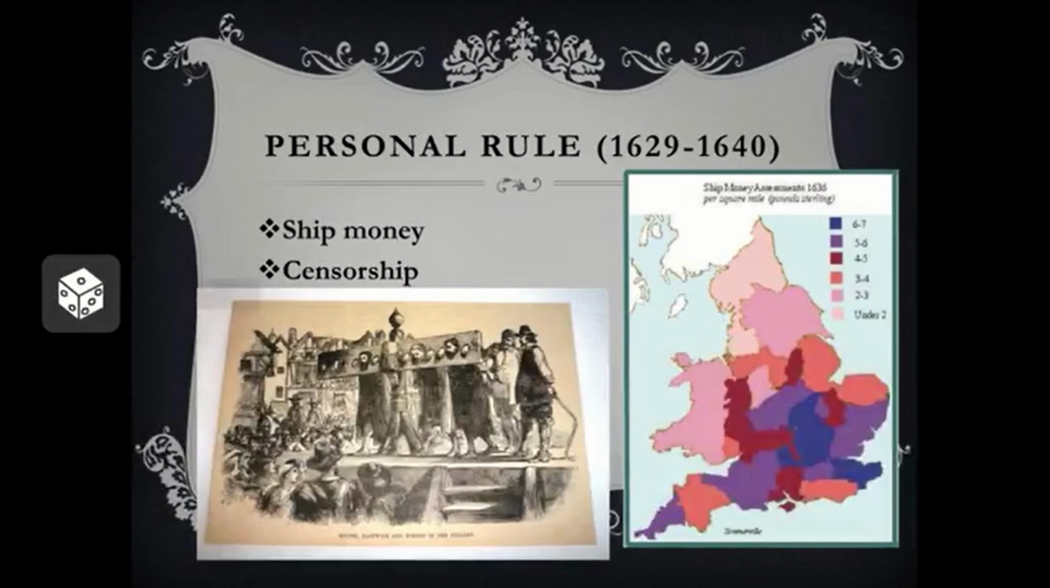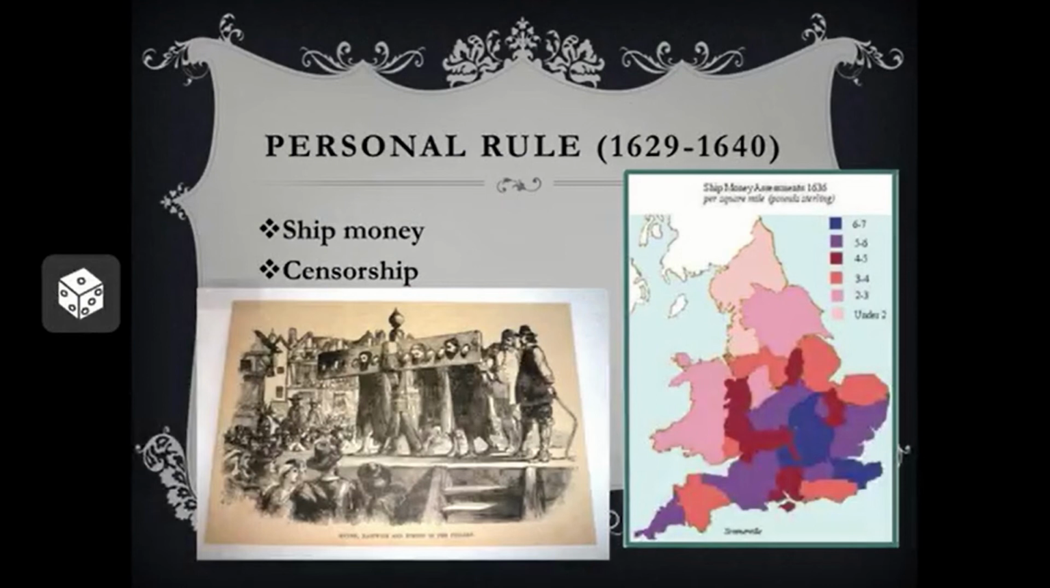These three men are actually in this drawing. You can see them here in the stocks. Their names are Henry Burton, John Bastwick, and William Prynne. So Burton, Bastwick, and Prynne start writing these things about English bishops. And so they get called into court, and they're told, hey, stop writing nasty things about the English bishop. And they're like, no, we're not going to stop doing that.